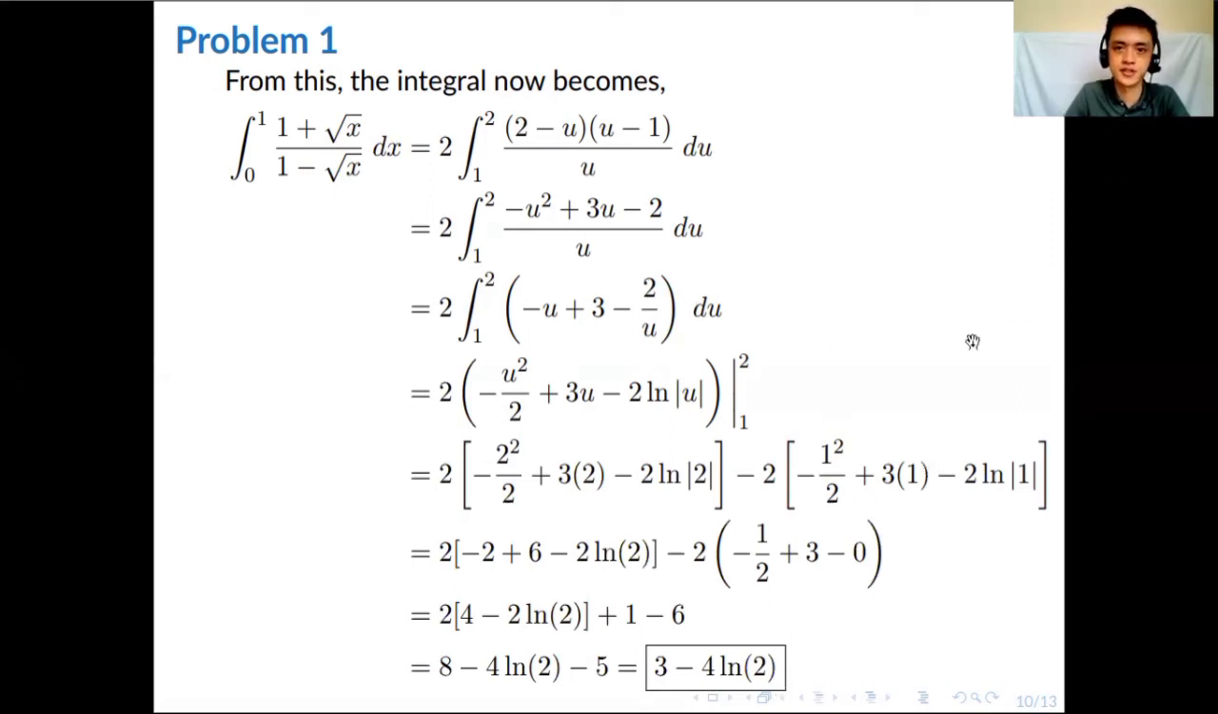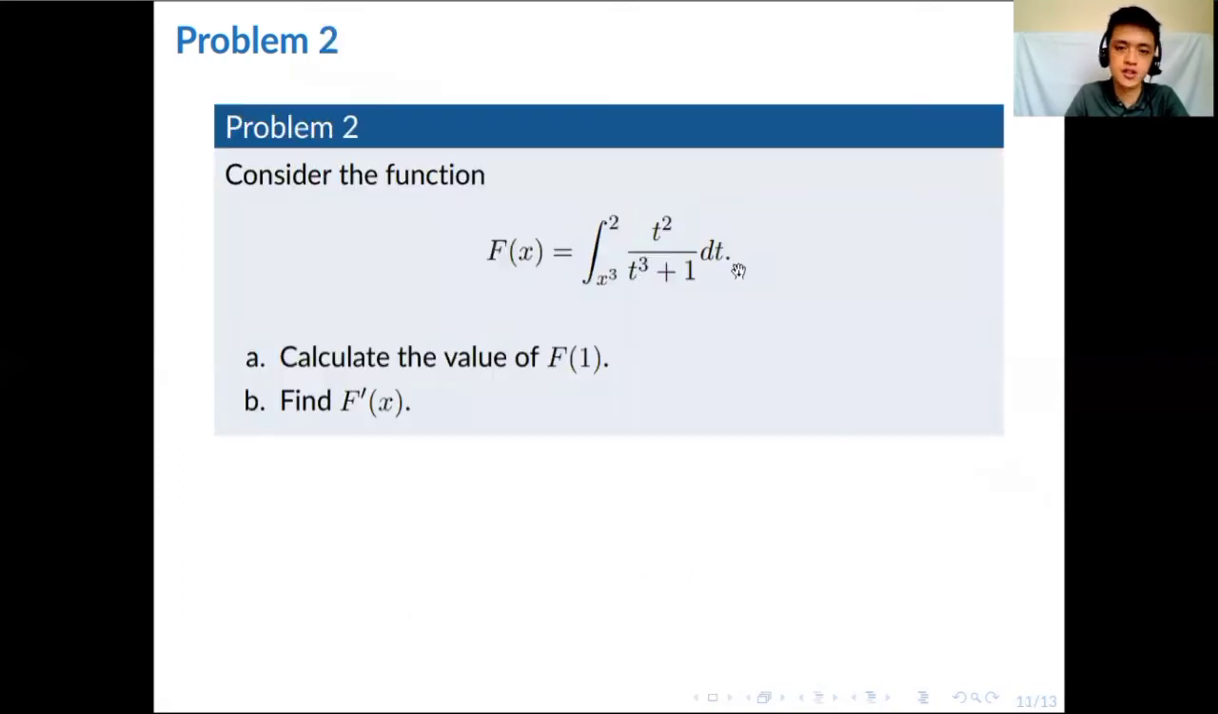So for the next problem, we'll consider this function, and then we'll try to find the value of capital F of 1. And for the second part, we'll try to find the derivative of this function. So at this point, you might imagine na gagamitin na natin yung fundamental theorems ulit. Okay? So try to think about it on your own, and we'll see mamaya kung paano siya i-solve.